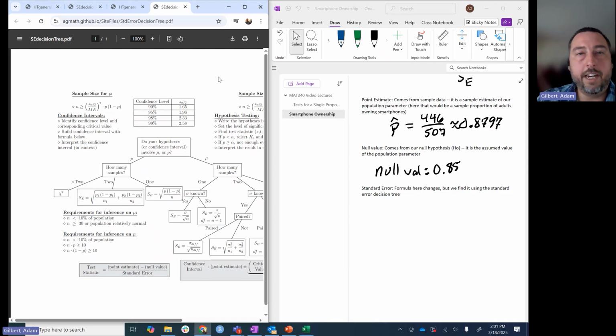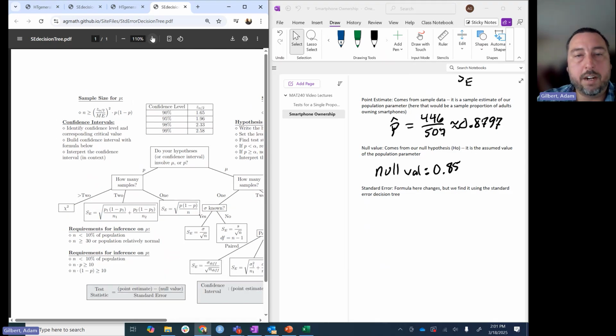So here is our tree. I'm going to make it a little bit bigger. We're not going to be able to see the whole thing all at once, but we'll start at this top bucket. We're running a hypothesis test, and we want to know whether our hypotheses involve the mean, mu, or the proportion, p. Here we have said we're dealing with a proportion, so we're going to move down and to the left on our tree.